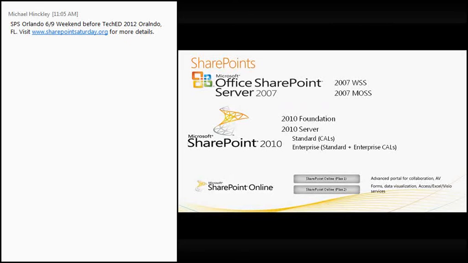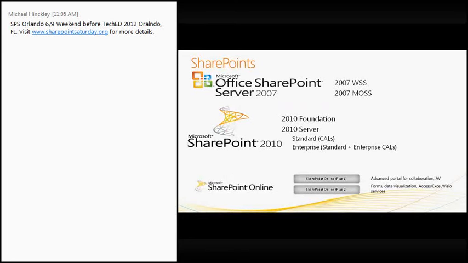We have a few other options there. We have Foundation and 2010 Server. Those also get split up into standard and enterprise versions. I want to point out that to get the standard version, you need to buy standard CALs. To receive enterprise capabilities, you need to buy the standard and the enterprise CAL. So there is no SharePoint Server box license for enterprise. It's a matter of buying CALs.